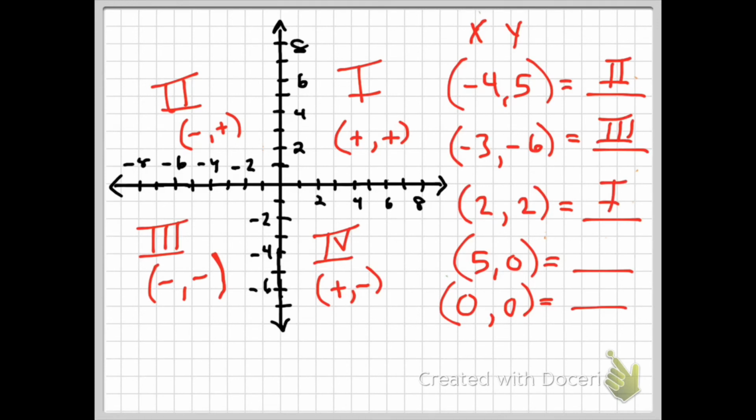5, 0: well, 5, we're going to go right, and 0 indicates that we're not going up or down. So that's actually not in a quadrant. It's on the x-axis. Then our last one here, 0, 0, that's right in the middle. We haven't talked about this, but where they cross, the crosshairs as I refer to it, is known as your origin. It's your starting point.